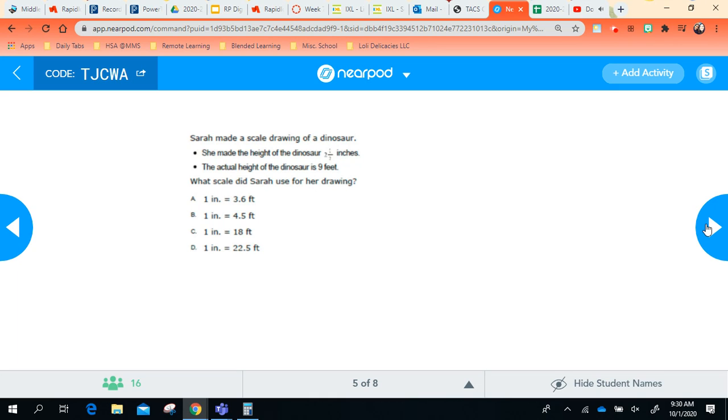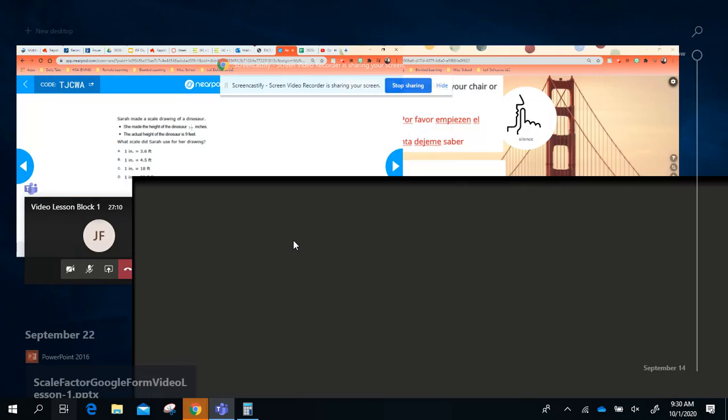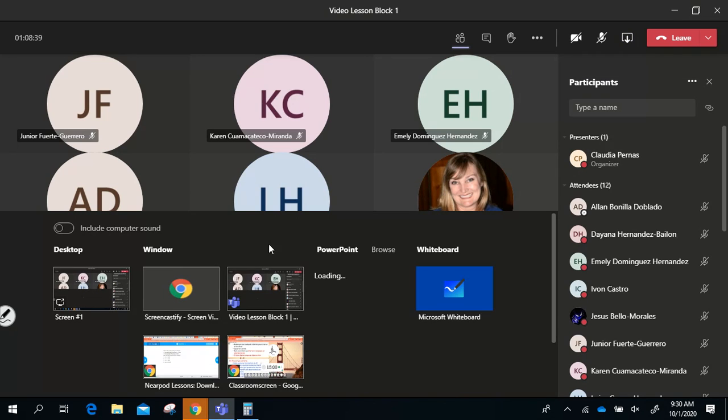Okay, so it says Sarah made a scale drawing of a dinosaur. Yes. Thank you. I'm telling you. Jesus. I was wrong when I thought I had finally gotten the hang of this.